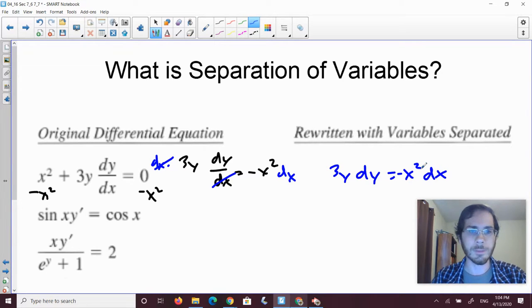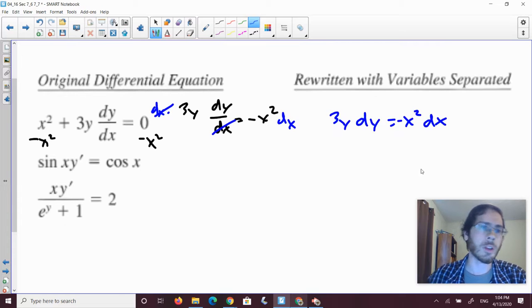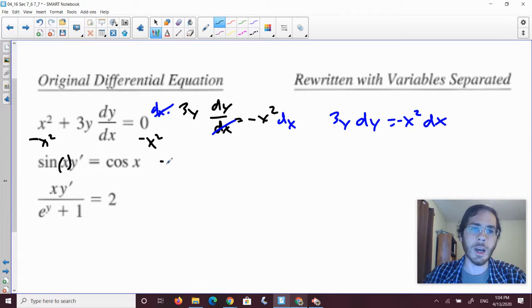So for the next one, we got sine x y prime equals cosine of x. This is supposed to be sine of x in parentheses, so I'm going to put my little parentheses there. So again, we see we want to get the x's away from the left side. So it looks like we're just going to divide both sides by sine of x. So we get y prime equals cosine of x over sine of x.